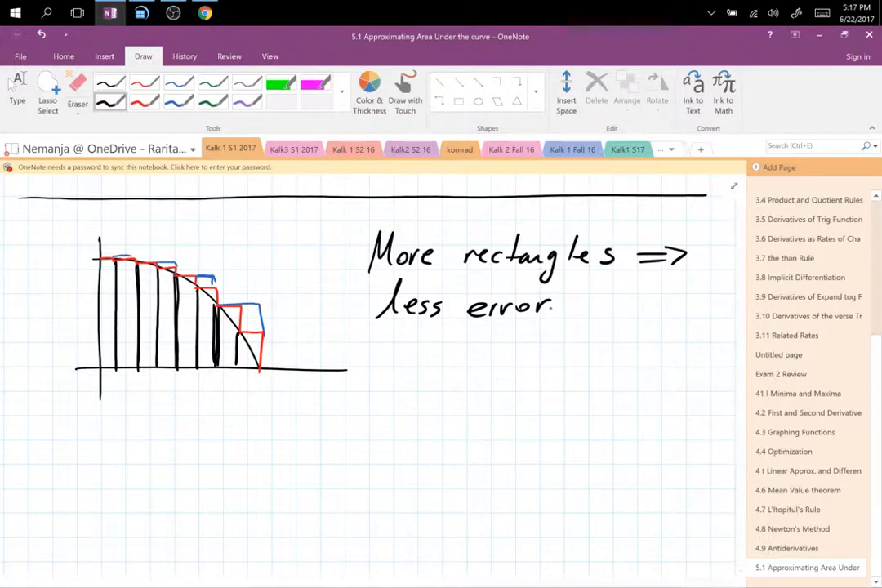It's a trade-off, amount of computation versus the precision that you need. Now, for calculators and computers, 10,000 rectangles is nothing, right? So it's easy when you have the software do the work for you. Clearly, you don't want to do 10,000 rectangles, calculation with 10,000 by hand.